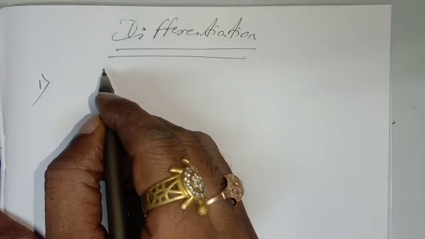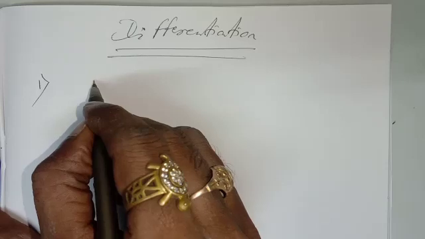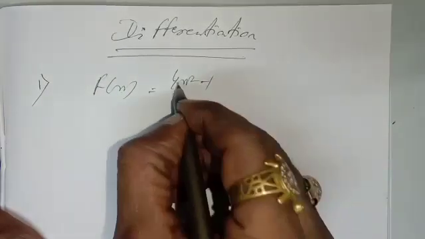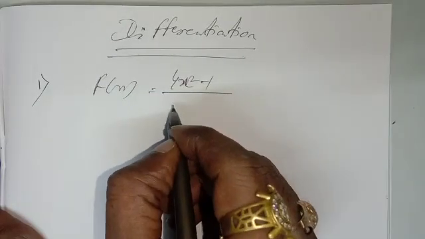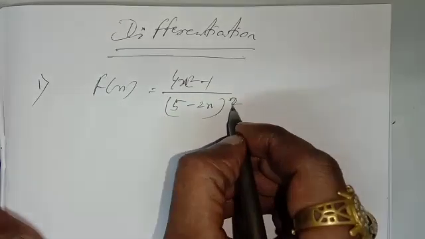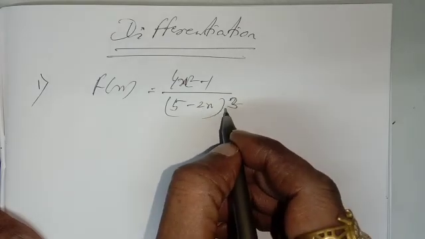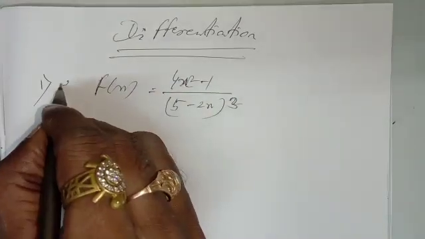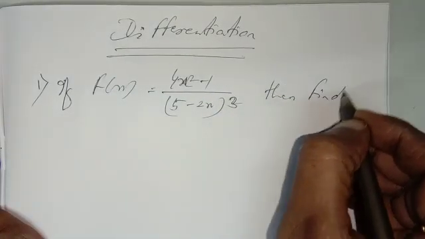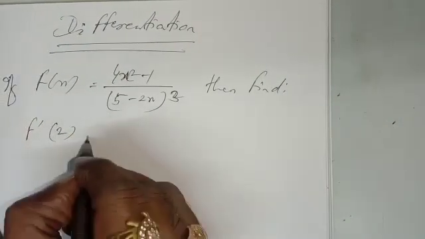Let us do the chapter differentiation. Question number 1: given f of x equal to (4x square minus 1) by (5 minus 2x) whole square. Sorry, whole cube. Given (4x square minus 1) by (5 minus 2x) whole cube, if f of x equal to this, then find f dash 2.